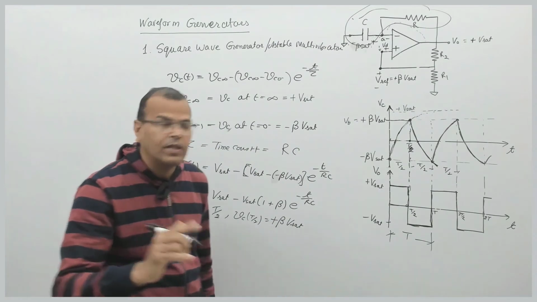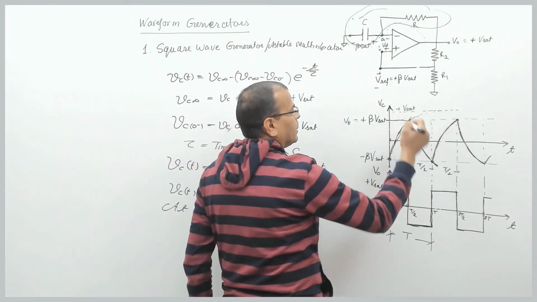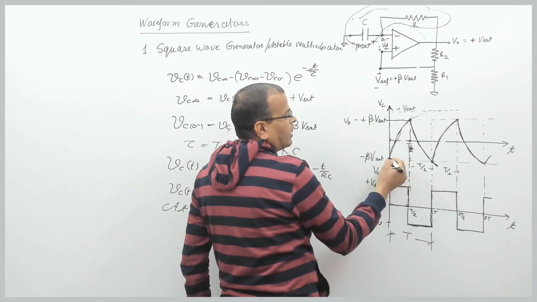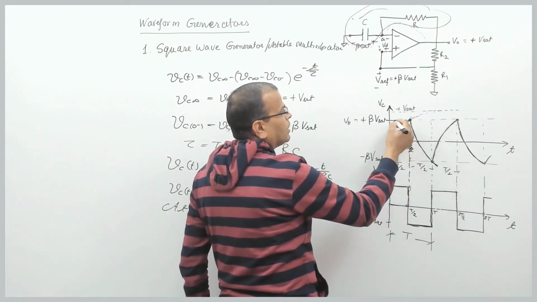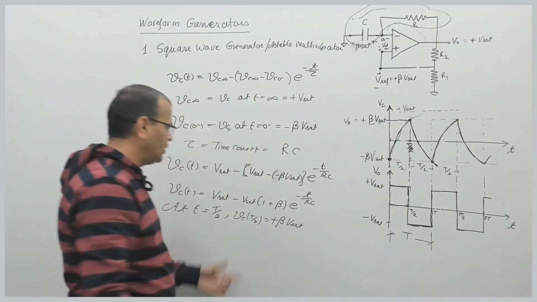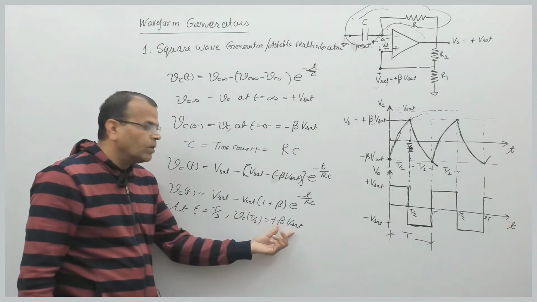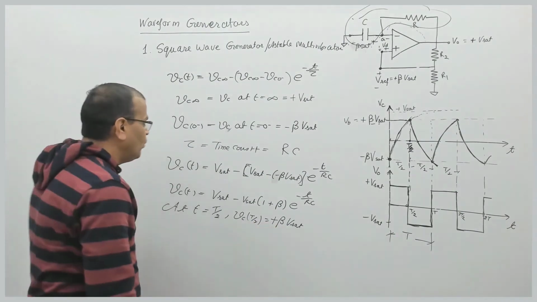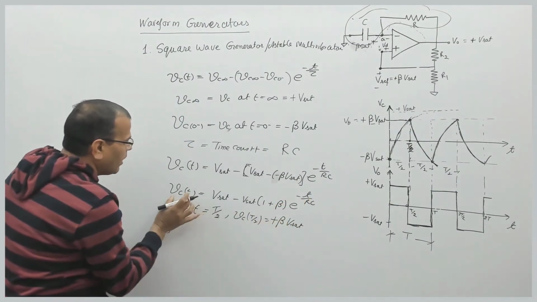I repeat, if it was charging continuously, what will be the final voltage? Plus V set. It was starting from here, but at t equal to T by 2, at this instant, what is the voltage across the capacitor? That is plus beta into V set. So at t equal to T by 2, VC at T by 2 is beta into V set. So replace t by T by 2 here in VC(t).